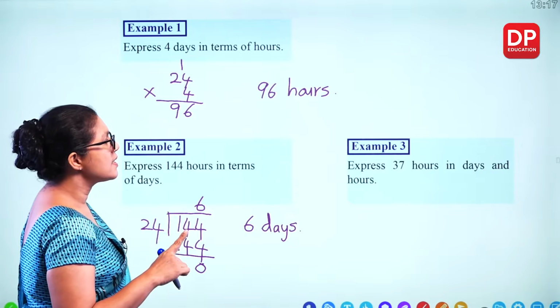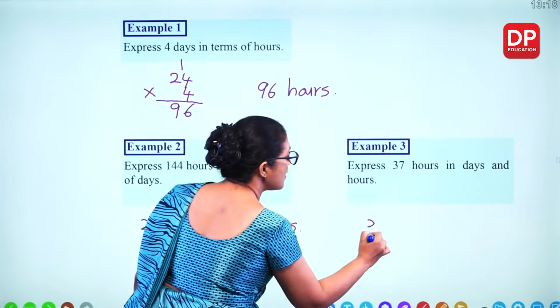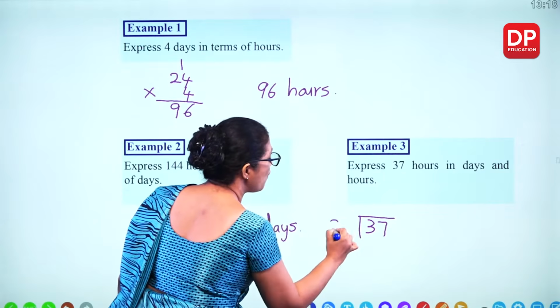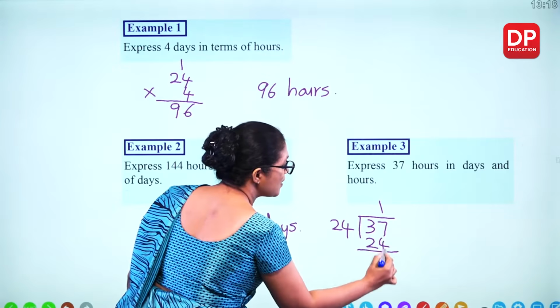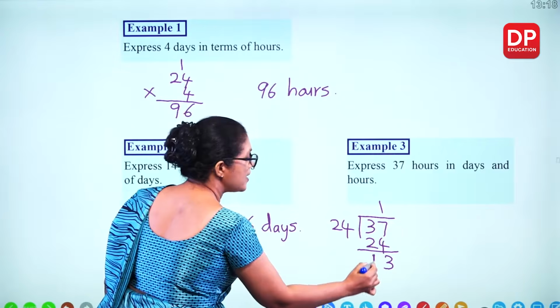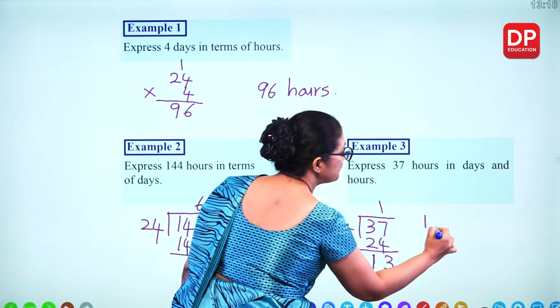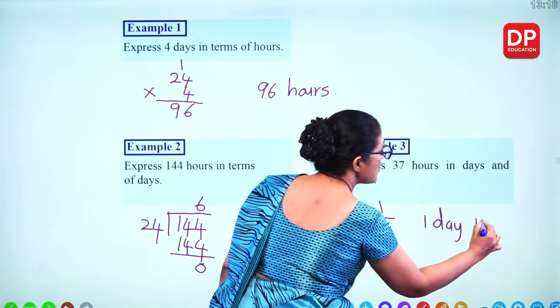37 hours in days and hours. So 37 you can divide by 24. That's 1. What's the remaining part? So you get 3 and 13. So how we write this? 1 day and 13 hours are there.